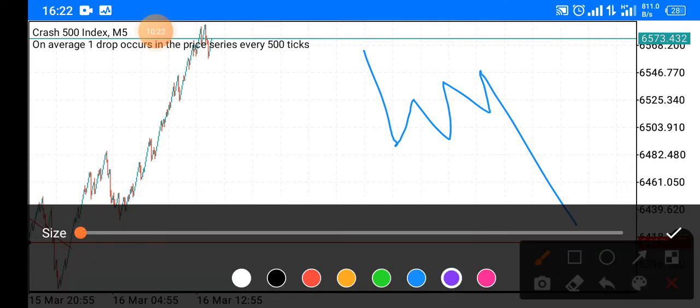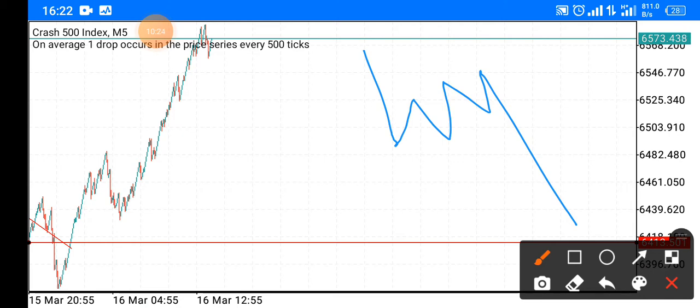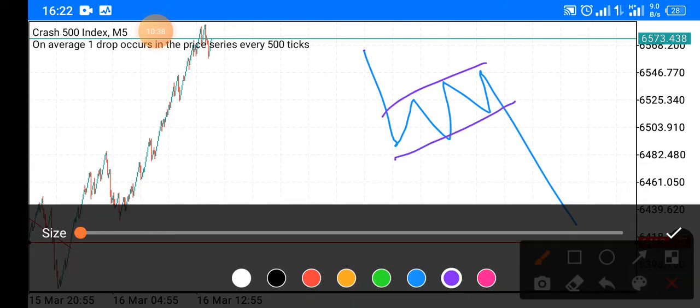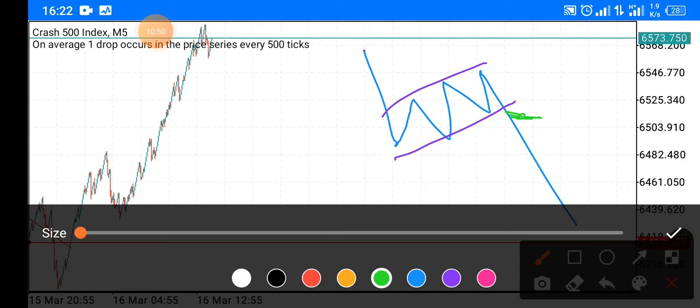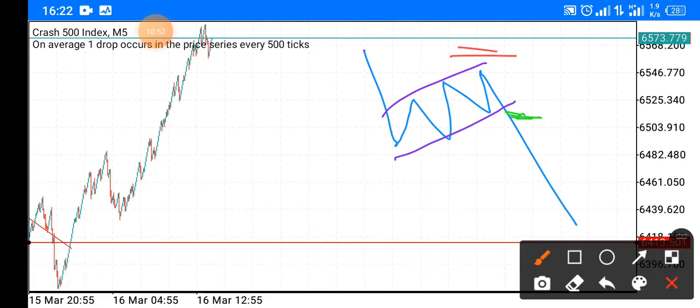So for the rules, you must first notice the first impulsive move, then a pullback. After the pullback, you draw your trend lines right there. For our entries, we are going to enter on the breakout of this trend line. When the trend line breaks out, this is where your entry is, and then your stop loss is going to be on top of this flag right there, and then your TP.